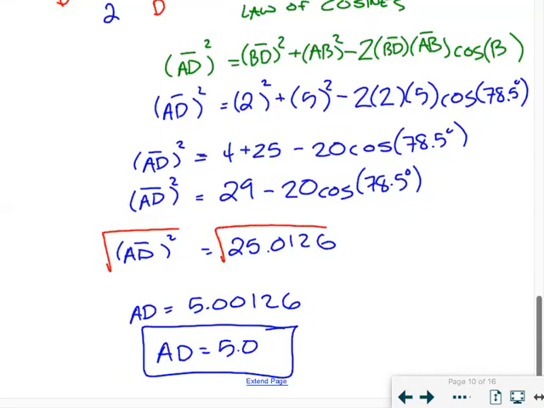Don't worry about plus or minus. Just take the principal root. That's the positive because this is side length. And that rounds to about 5.0 units right now. And that was our goal, to find side length AD there. So AD measures about 5.0 units.